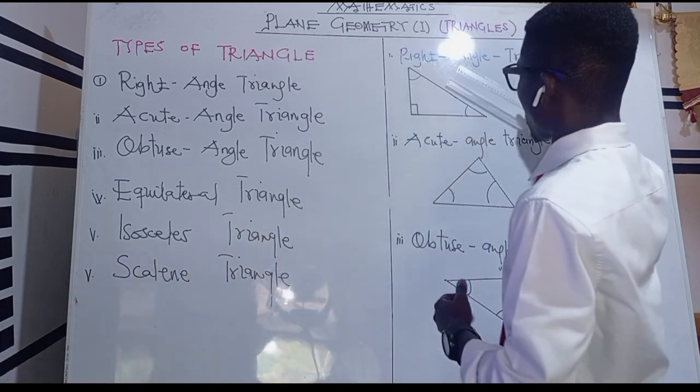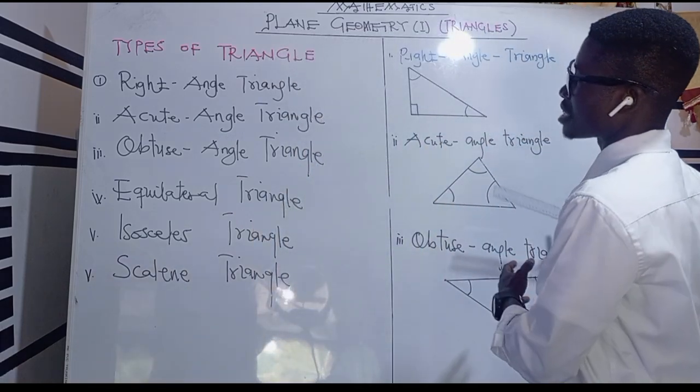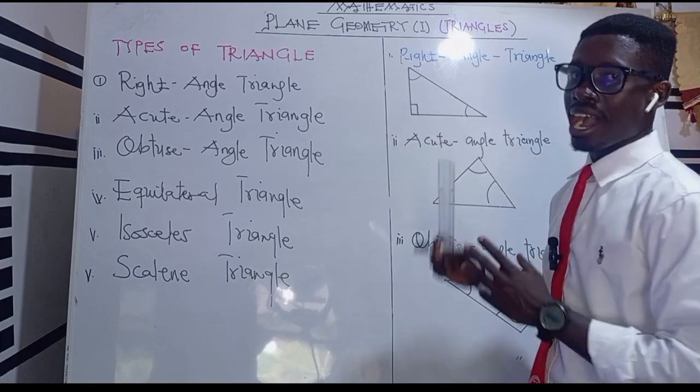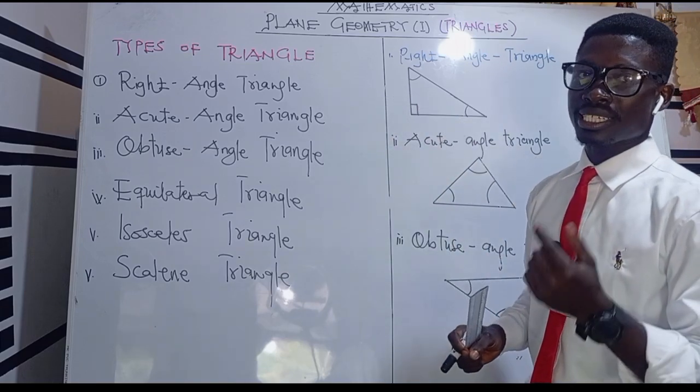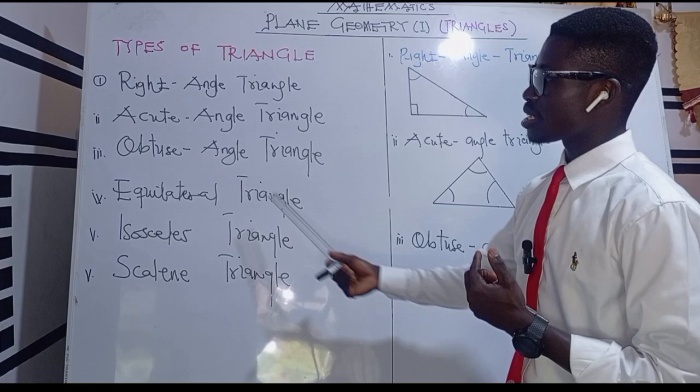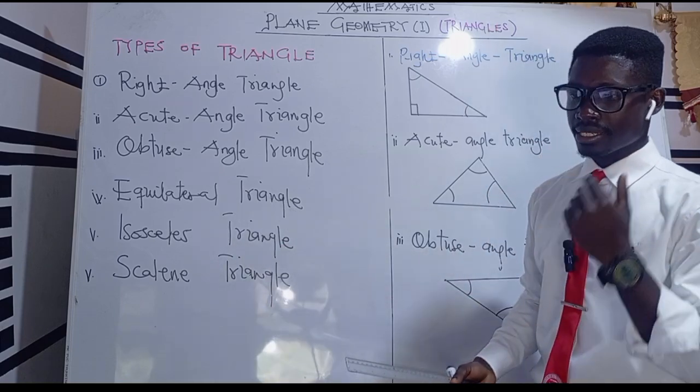So these are the types of triangles that have been classified based on their angle. Now what we are going to look at is their classification based on their sides.